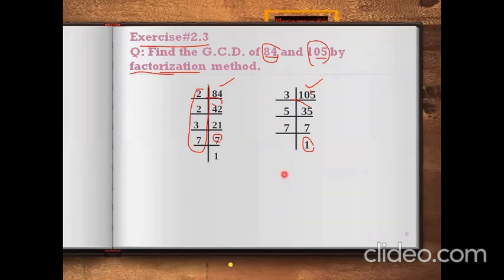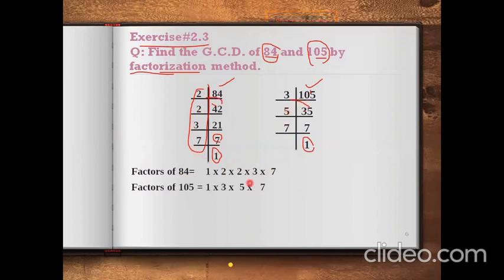Now in the next step you are going to write down the factors of the given numbers. First, the factors of 84 are equal to 1 multiplied by 2 multiplied by 2 multiplied by 3 and multiplied by 7. So we will write all these factors here. Then we will write the factors of 105, that are 1, multiplied by 3, multiplied by 5, multiplied by 7. Please keep it in your mind that you always multiply the factors. Okay, always multiply the factors.